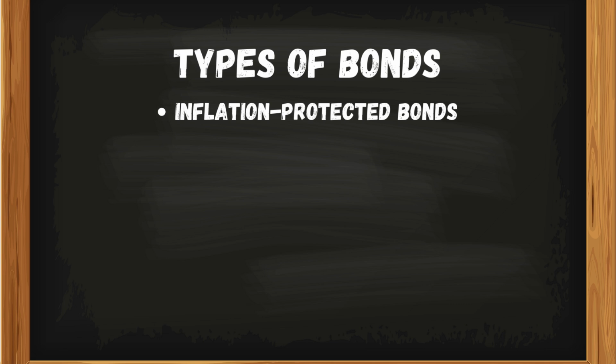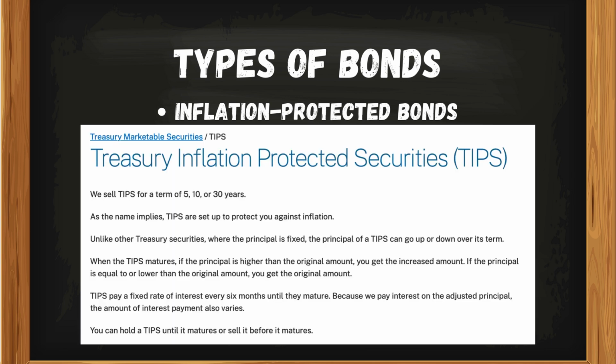Next, we have inflation-protected bonds. So Treasury inflation-protected securities, or TIPS, are a special type of U.S. Treasury bond that adjusts its principal value according to inflation. This can be a good option for investors looking to protect their purchasing power over time.